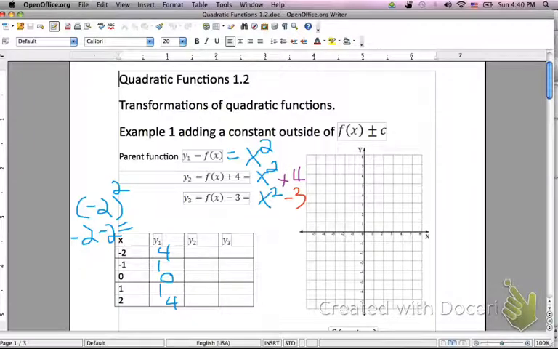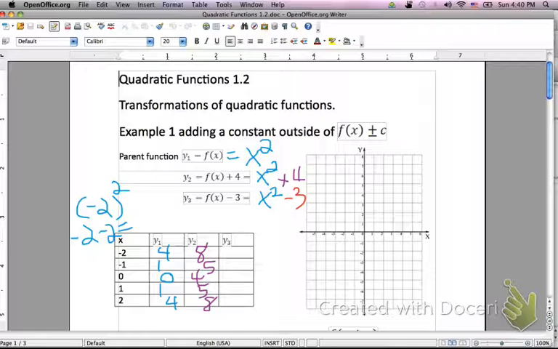Well, I can just simply take f of x, which is already x squared. So when I substitute negative 2 into x squared, I got 4 out. And now I just want to add 4 to that. So it's just 4 plus 4 is 8. 1 plus 4 is 5. 0 plus 4 is 4. 1 plus 4 is 5. And 4 plus 4 is 8.